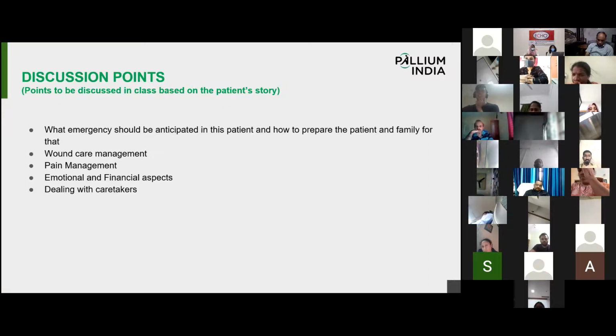And moving on to the third discussion point, it is about pain management. Put in your comments on how you will manage this pain. The patient was on tab morphine 5 milligram every 6th hourly, and along with that, he was also on tablet paracetamol 500 mg Q6H. So how will you titrate the dose, and what are the things that can be added? Give your opinions on the same.